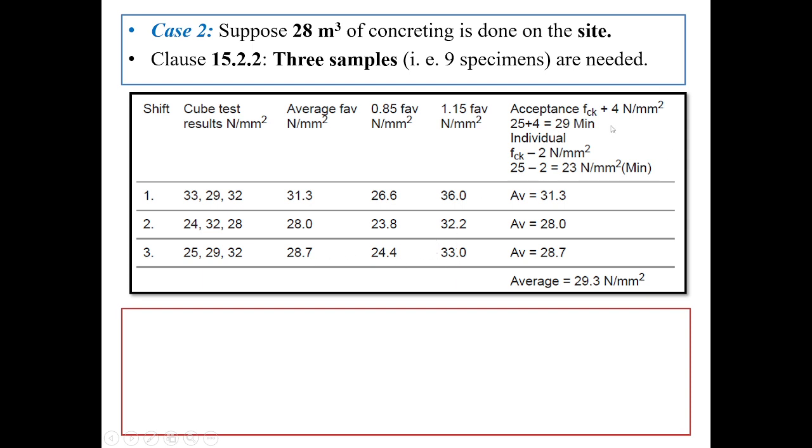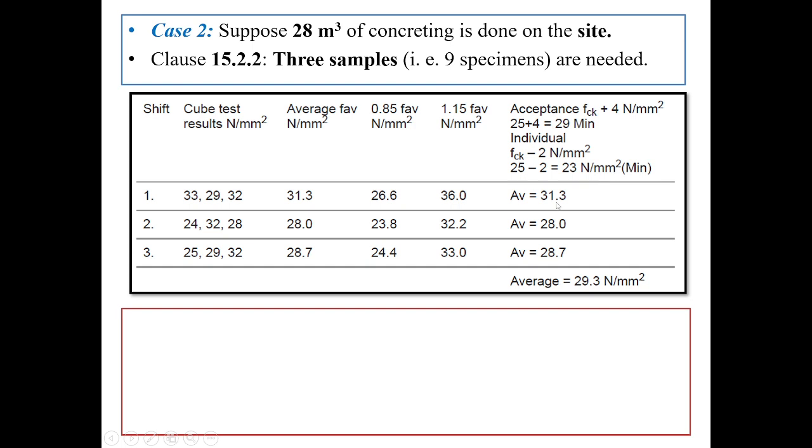So again let us apply the acceptance criteria. What the IS code says: acceptance is FCK plus 4, that is 25 plus 4, that is 29 Newton per mm square minimum it should be. And for individual, FCK minus 2, that means individual cube should be 25 minus 2, 23 Newton per mm square. Individual cube strength should not be less than 23 Newton per mm square. Minimum it should be 23 or more than 23.